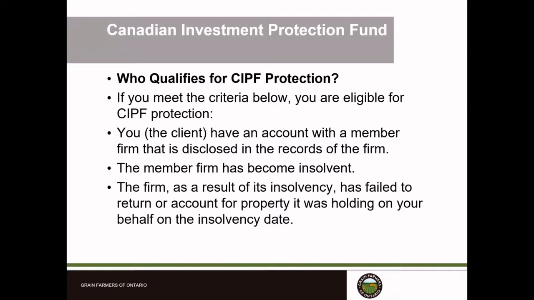And that way, at least you can go to bed at nighttime knowing that if the company fails, you do have some protection. So the last part here says the firm as a result of its insolvency has failed to return or account for property it was holding on your behalf. Now, I could get into more detail about that, I won't, but basically what it means is that if you bought stock from this company and they have it in their safe and they're holding it for you and they go bankrupt, then that has to be repaid to you somehow, in remuneration.